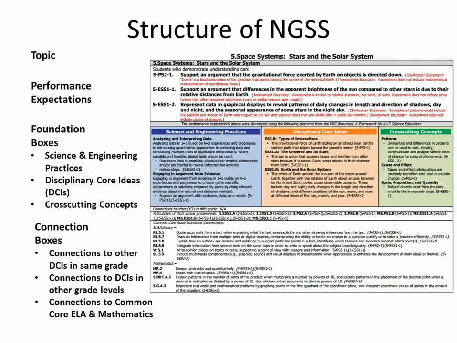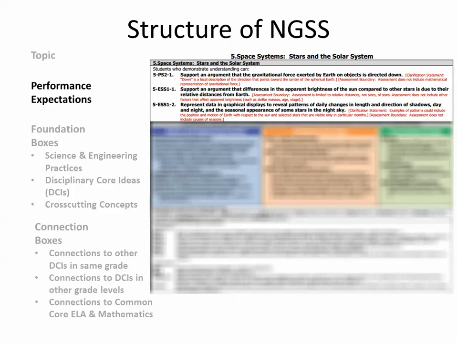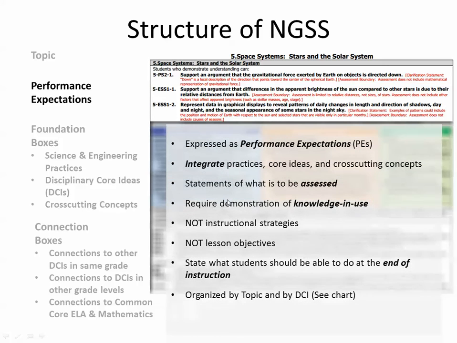So here's the structure of the Next Generation Science Standards. Across the top is the topic, and in this case it says 5, which stands for 5th grade, Space Systems, Stars in the Solar System. Underneath that are the performance expectations. Please note again, it says students who can demonstrate understanding can. And then these are performance expectations. You'll also often hear them referred to as PEs.